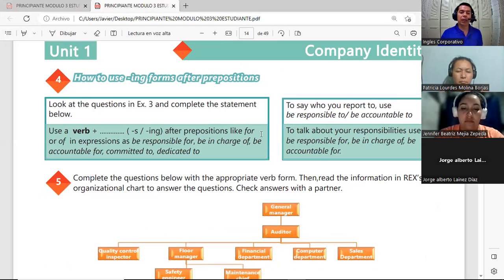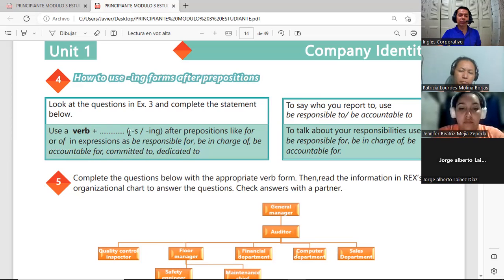How to use the ing form, or how to use gerunds, what we saw yesterday, right? The gerunds after a preposition. Let me see. Look at the questions in exercise 3. According to what we saw, right?